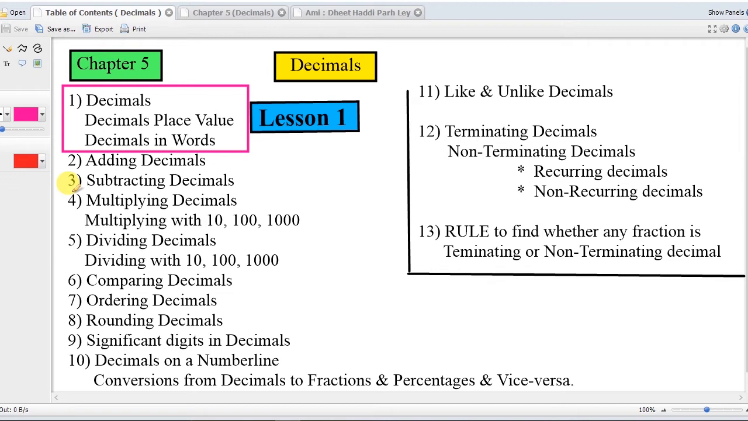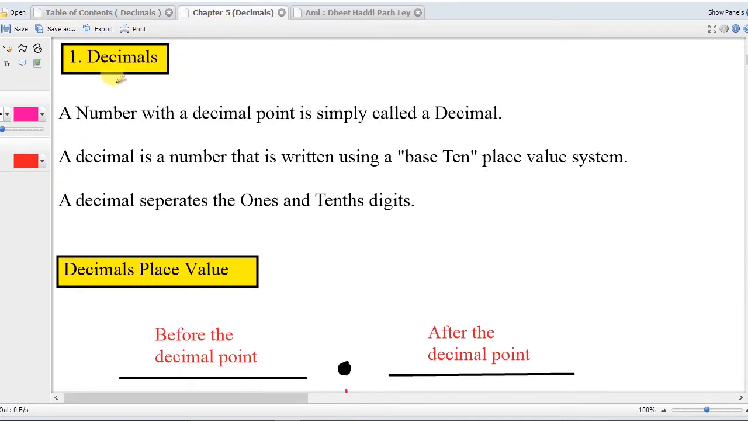So let's begin our lesson number 1, in which we'll cover these 3 topics. Okay, decimals. A number with a decimal point is simply called a decimal.